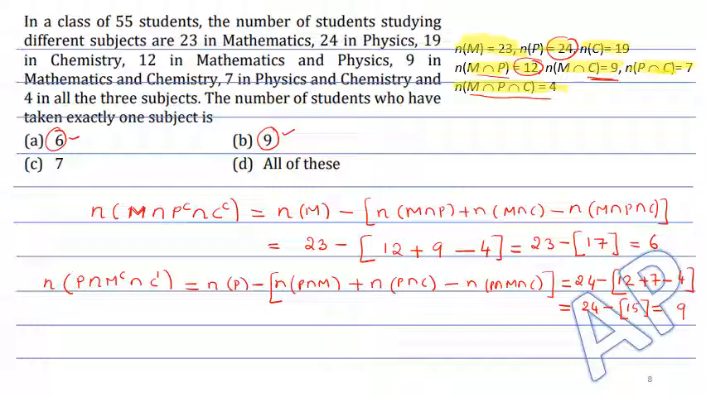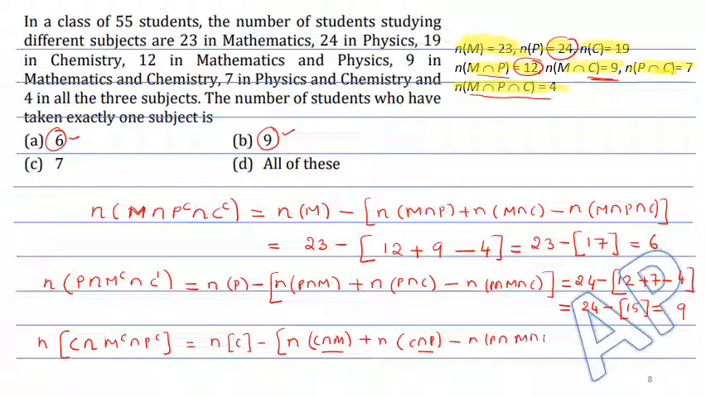ಸೊ ನೋಡೋಣಂತೆ, ಅಲ್ಲಿಗೆ ಲೆಟ್ ಅಸ್ ಸಿಂಪ್ಲಿಫೈ. ನೆಕ್ಸ್ಟ್ ಕೆಮಿಸ್ಟ್ರಿ ಓನ್ಲಿ, ಫಾರ್ಮುಲಾ ಇಸ್ ಎನ್ ಆಫ್ ಸಿ ಇಂಟರ್ಸೆಕ್ಷನ್ ಎಂ ಕಾಂಪ್ಲಿಮೆಂಟ್ ಇಂಟರ್ಸೆಕ್ಷನ್ ಪಿ ಕಾಂಪ್ಲಿಮೆಂಟ್. ದಿಸ್ ಈಸ್ ಗಿವನ್ ಬೈ ಎನ್ ಆಫ್ ಸಿ, ಫಾರ್ಮುಲಾ ಇದು, ಮೈನಸ್ ಎನ್ ಆಫ್ ಸಿ ಇಂಟರ್ಸೆಕ್ಷನ್ ಎಂ plus n of c intersection p, that is chemistry, maths and chemistry and physics, minus n of p intersection m intersection c, that is all the subjects. So ಅಲ್ಲಿಗೆ n of c, chemistry students 19 ಇದ್ದಾರೆ.